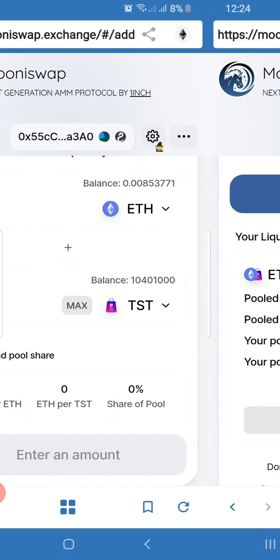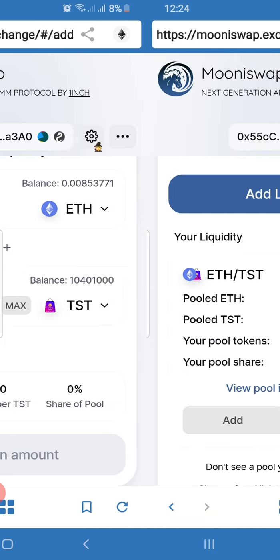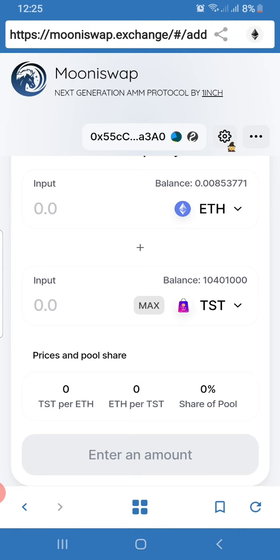If I click add, it means I want to add liquidity. In this case, I'm going to input the amount in Ether I want to invest. Then it will tell me the amount in TST it will also need, because it's 50-50: 50% Ether and 50% TST. Let me say it again: 50% Ether and 50% TST. So when you choose the amount in Ether you want to stake, it will tell you the amount in TST to stake. When you finish entering the amount, you click supply.